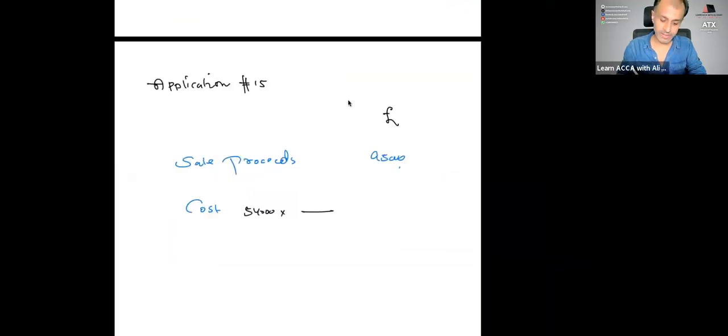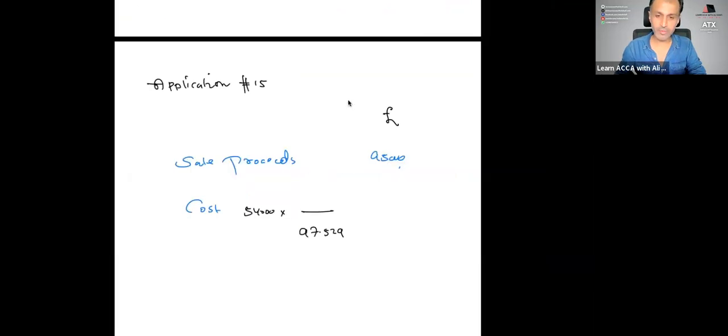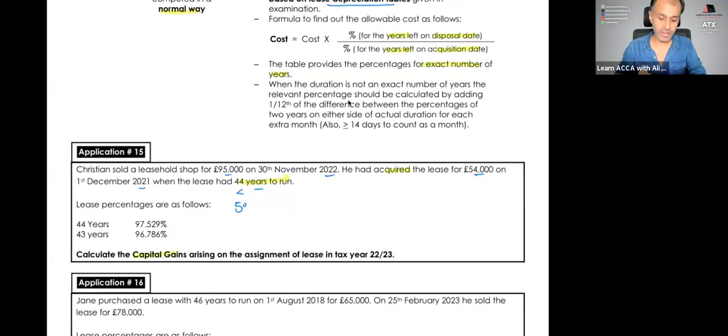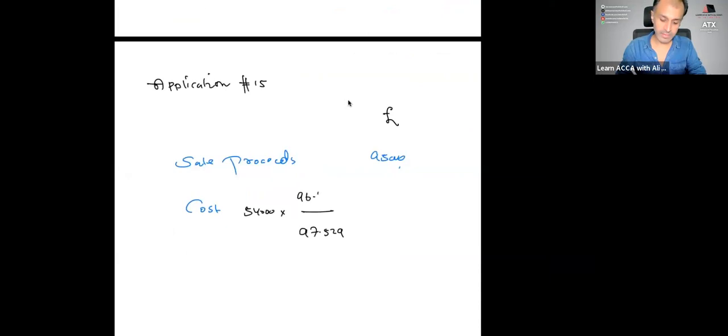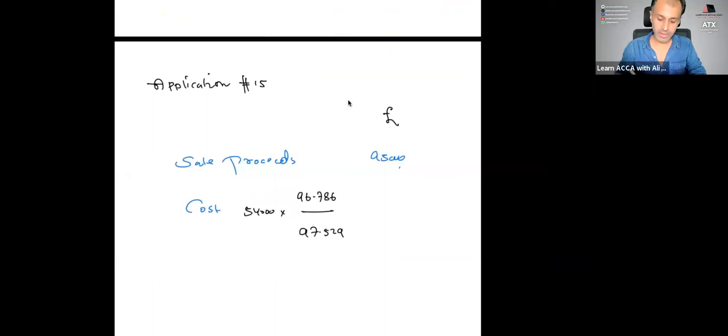97.529 into the numerator, and the number of years to run at the date of disposal will be the one less, 43. So I'll be using that 96.786 in the numerator. And then whatever answer my calculator produces will end the whole story. That is it.